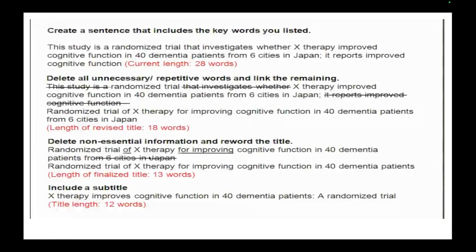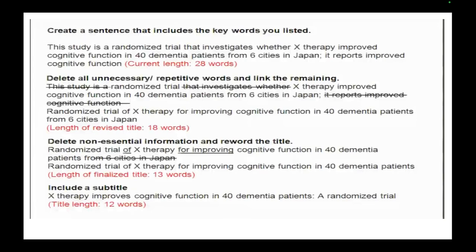From this, you have to remove some more words like "of", "for", some words you have to cut. Randomized trial of X therapy for improving cognitive function in 40 dementia patients. So it's not specific for Japan, because you have done this in your paper, it might be mentioned that you have done your study in Japan, in the 60s, in 40 patients, but all the results that you have found can be generalized, because this X therapy improves the cognitive function.